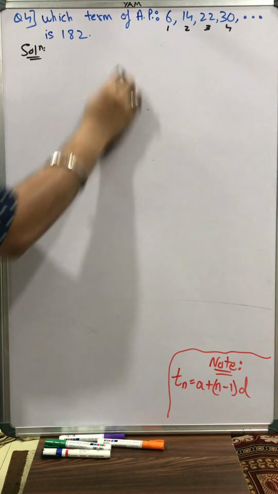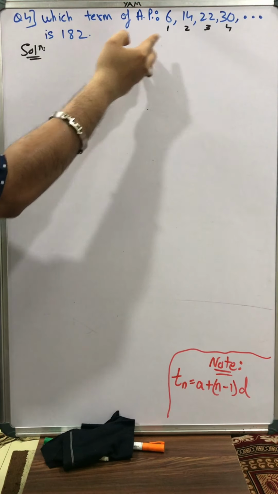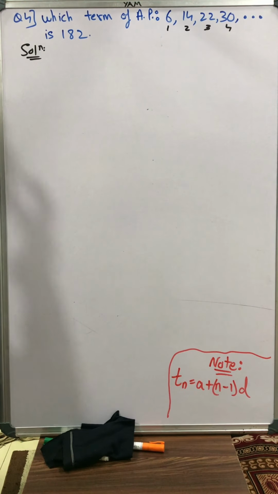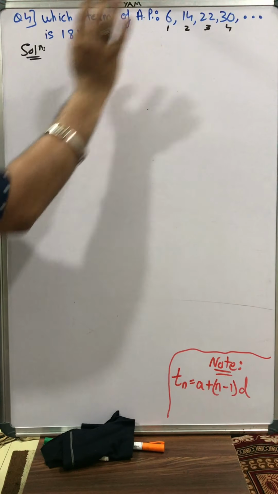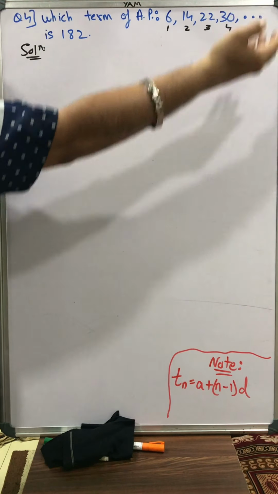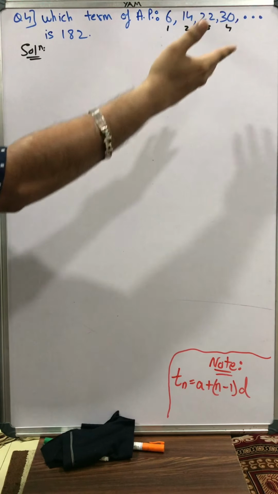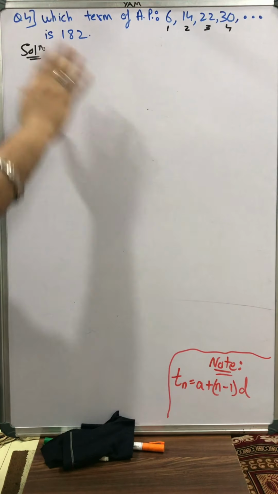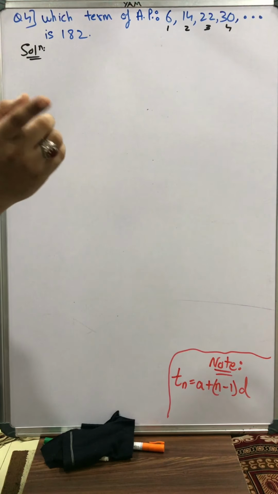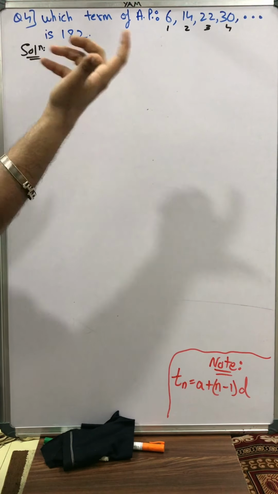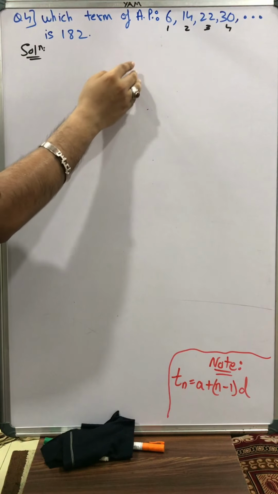Students, please pay attention over here. Which term of the AP is 182? So he's telling you, pay attention, that 182 belongs to this AP. 182 is the fifth term, sixth term, seventh term, eighth term, I don't know. Sometime in this AP, 182 will come. But your task is to find at which number it will come.